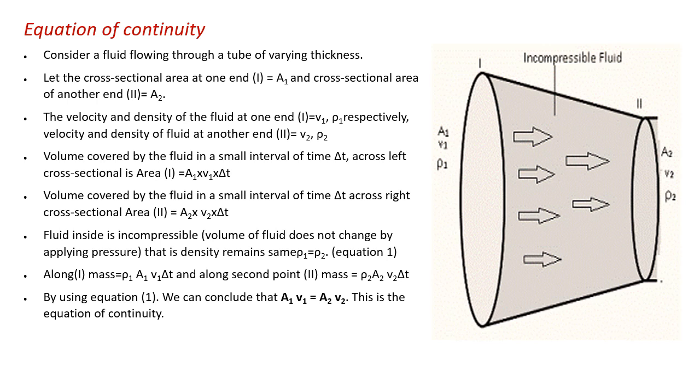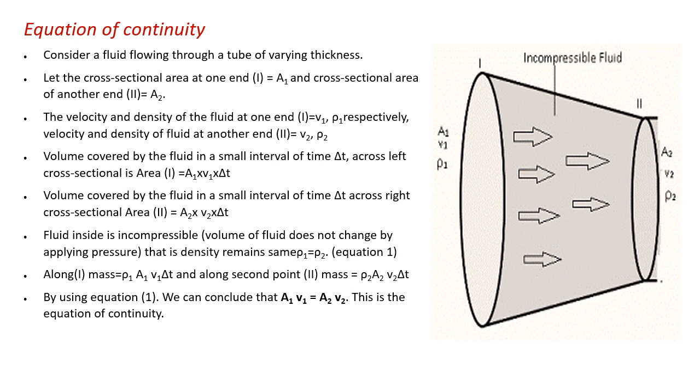Volume covered by the fluid in the small interval delta t across the left cross-sectional area is A1 into V1 into delta t, because the distance traveled will be velocity into time. Similarly, for the second one, it will be A2 V2 delta t. The fluid inside is incompressible. That means volume of fluid doesn't change by applying pressure. That means the density will remain the same.